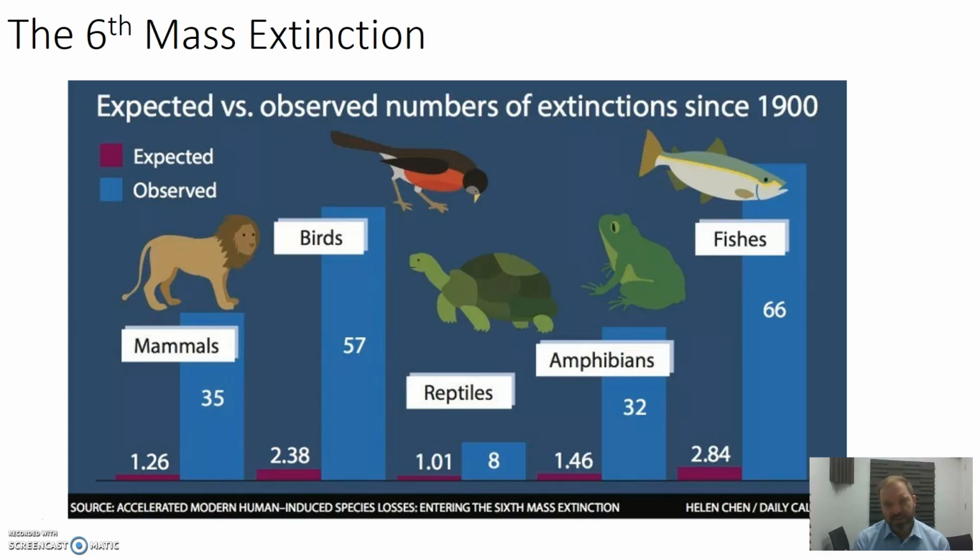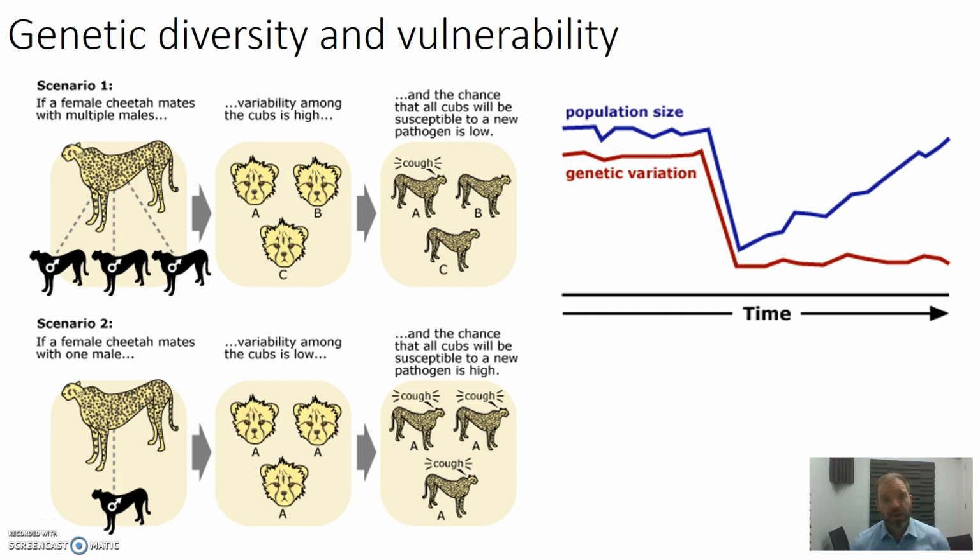The most recent mass extinction is caused by human activities. What we're seeing at the moment is that the observed number of extinctions in different orders of animals is much higher than what we'd expect over the background. So many times higher, huge numbers of extinctions happening, and we're all fairly aware that extinctions and threatened species are a problem. Obviously extinction is very hard to come back from, although some technologies are being developed around that.